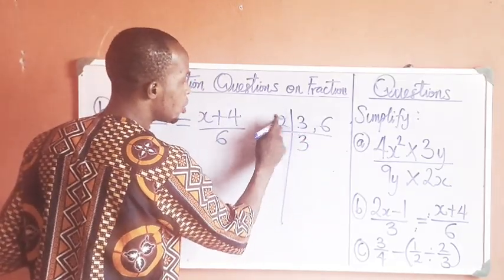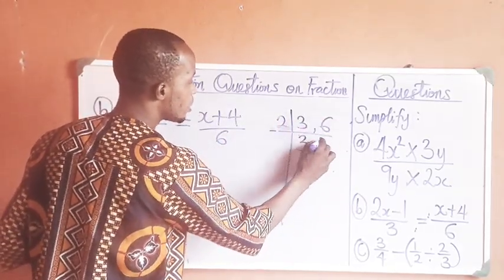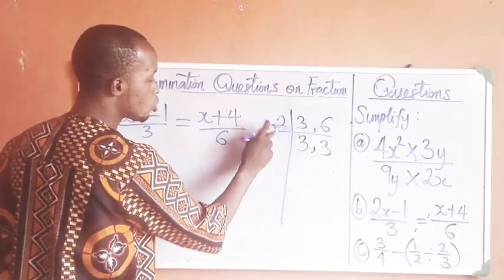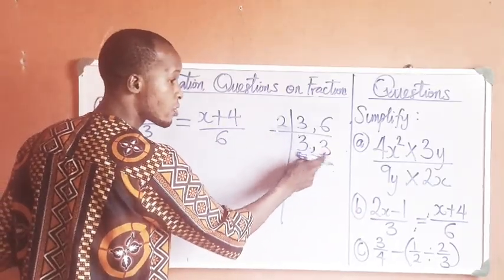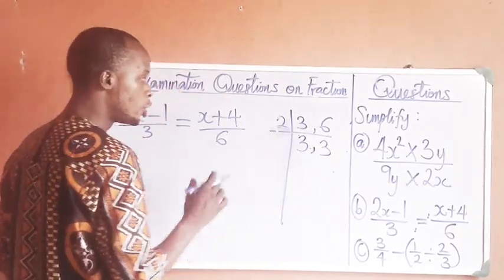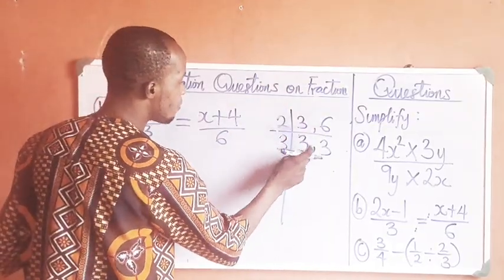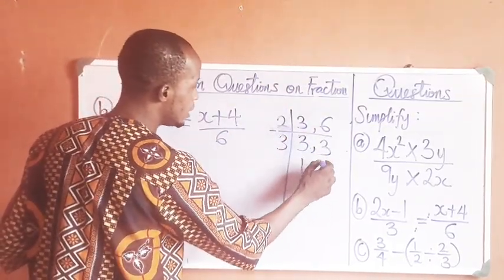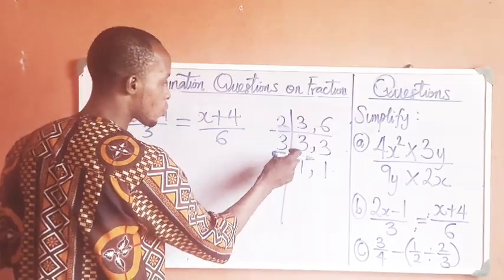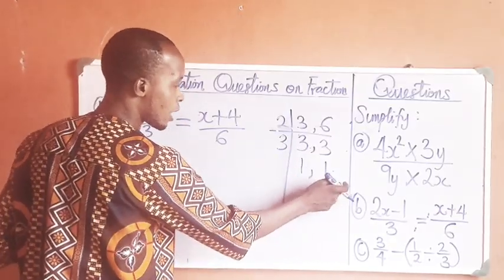We repeat 3. 2 can divide 6 3 times. And then can 2 still divide any of these results without a remainder? No. So I move to the next prime factor, which is 3. 3 will divide 3 one time and 3 in 3 one time. So once you get 1, 1, that ends your calculation.